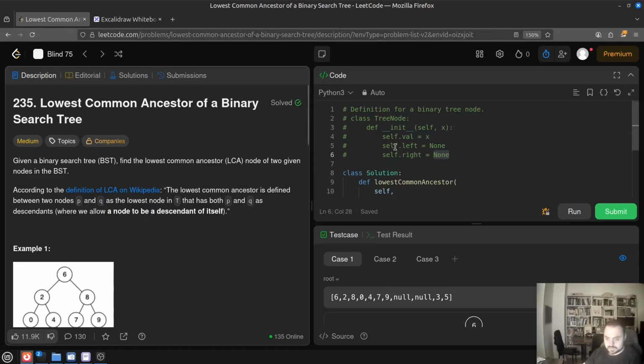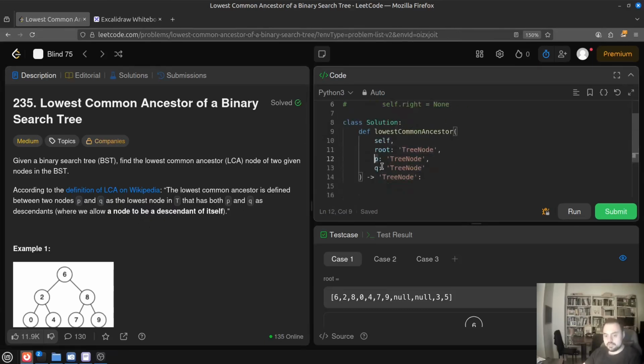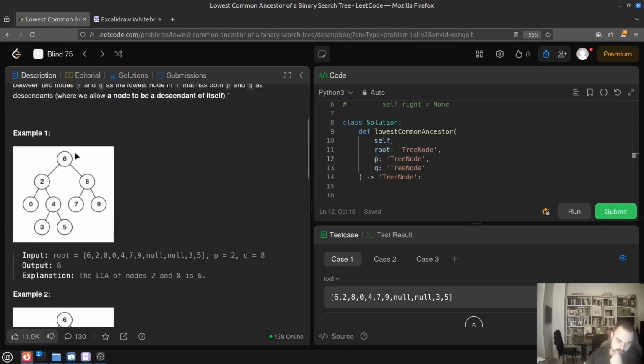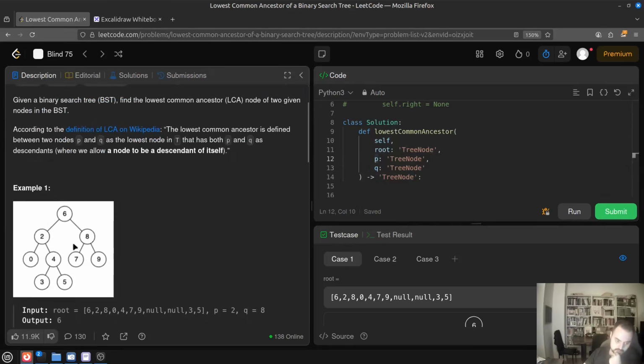So it could be the case, as I said, that either P or Q is the root, and in that case, they will be its own lowest ancestor. And the ancestors are the ones that are presented higher, more to the top, and descendants are the ones that are more to the bottom. But in an extreme case, the node itself is its own descendant and its own ancestor.